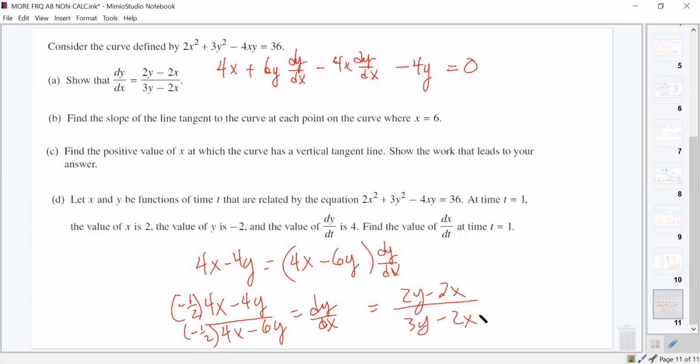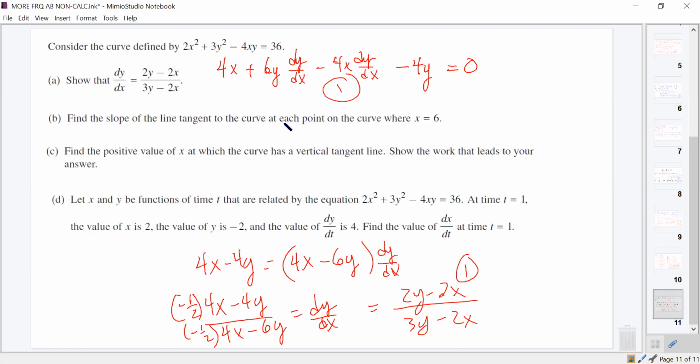That was worth 2 points. 1 point for correctly doing implicit differentiation, 1 point for simplifying it down to what they have. Good?